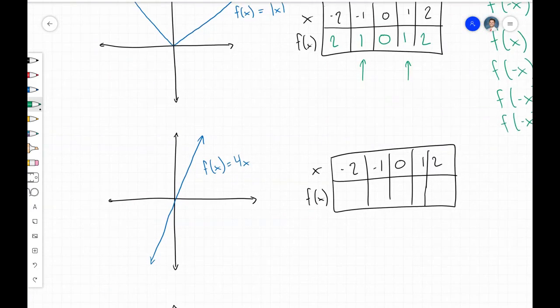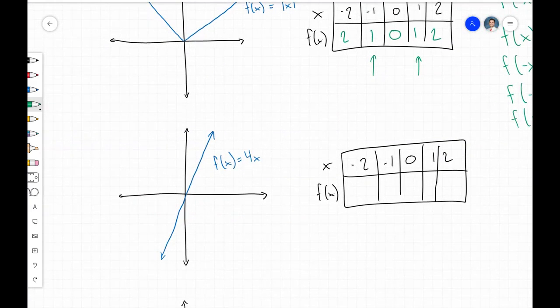Now let's look at a different function. So here we have a linear function, f of x equals 4x. Graphically, we can see that this is not an even function. It's not symmetrical across x equals 0, across the y-axis.